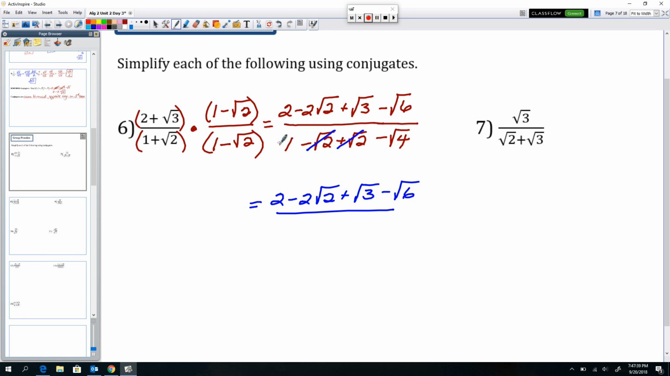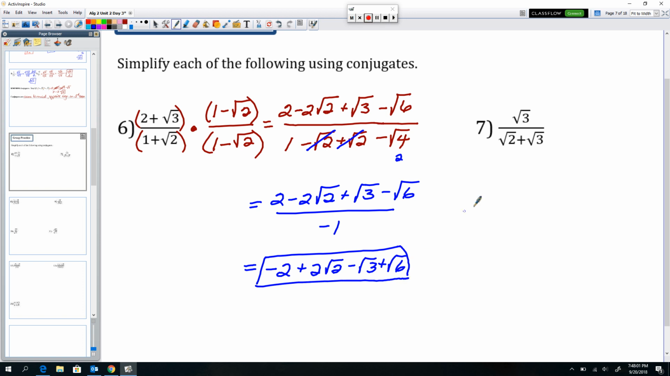Now, 1 minus the square root of 4. The square root of 4 is 2. So 1 minus 2 is negative 1. And if you would like, you can certainly distribute this negative 1 into the top so that you don't have a fraction anymore for your final answer. But that is your final answer. You've got a nice, pretty real number, rational number in the bottom, and you've accomplished your goal.